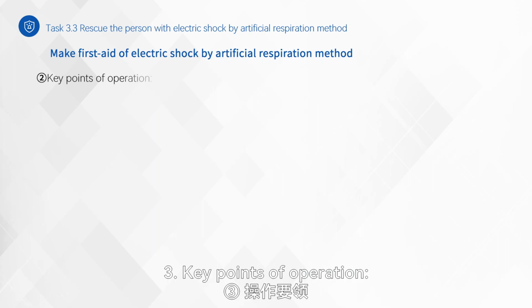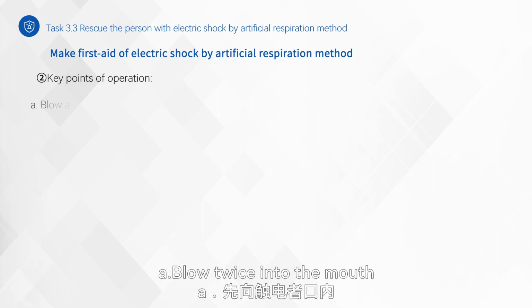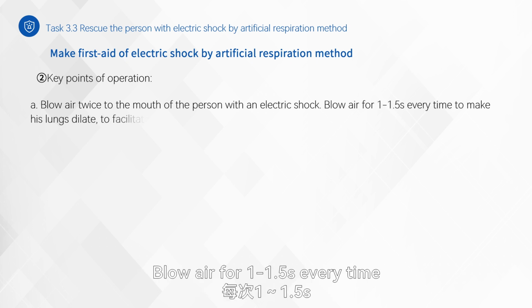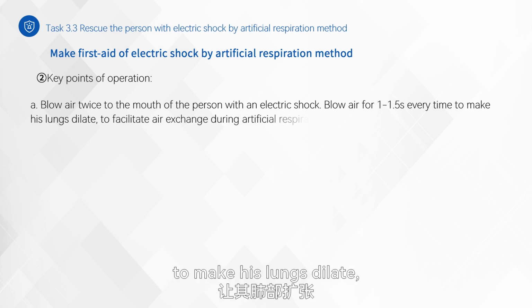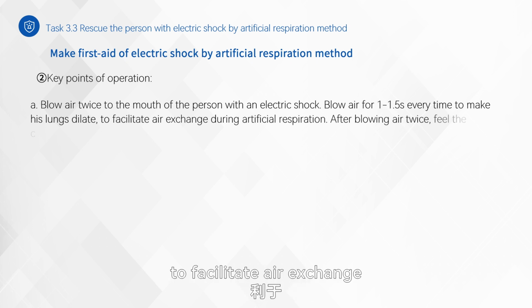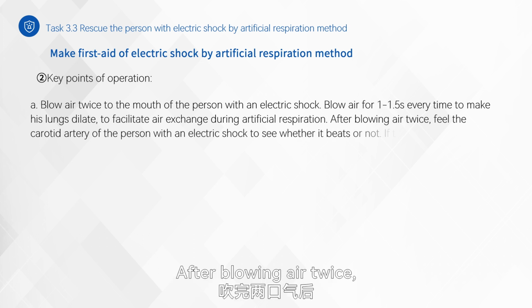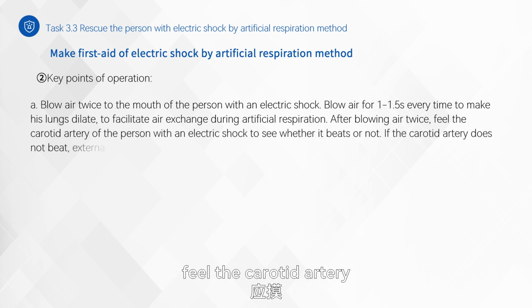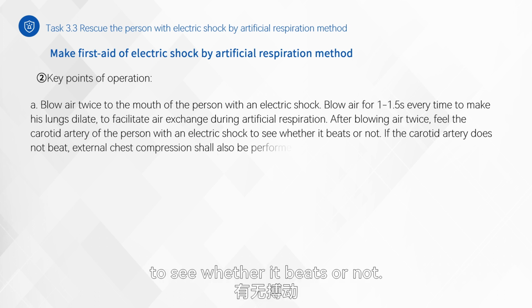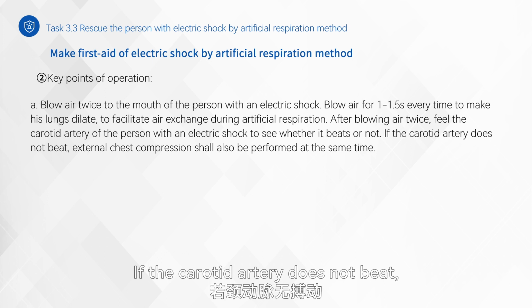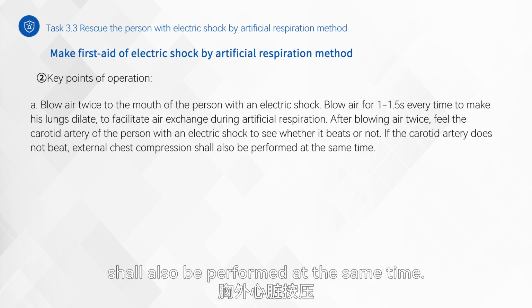3. Key points of operation. A. Blow twice into the mouth of the person with electric shock. Blow air for 1-1.5 s every time to make his lungs dilate, to facilitate air exchange during artificial respiration. After blowing air twice, feel the carotid artery of the person with electric shock to see whether it beats or not. If the carotid artery does not beat, external chest compression shall also be performed at the same time.